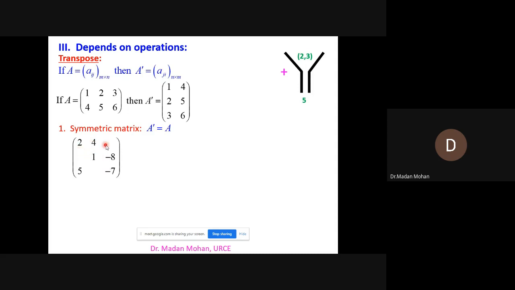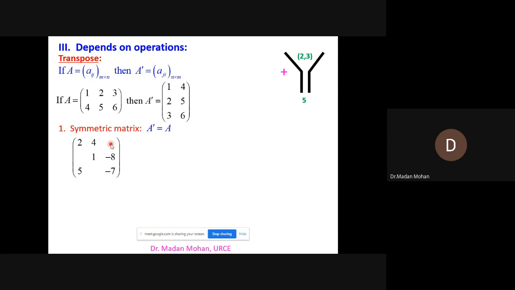Here I framed a bit: 2, 4. This is not given, let us assume X. Next, let us assume this is Y: Y, 1, minus 8. Next, 5, it is not given, Z; Z, minus 7. A matrix is given here with X, Y, Z. What are the X, Y, Z values so that it is a symmetric matrix? Now tell me the X value so that it is symmetric.